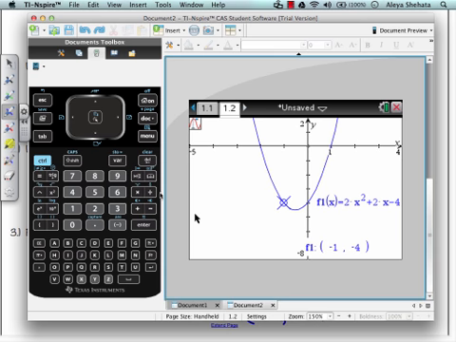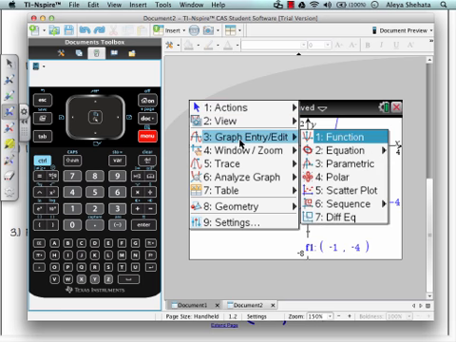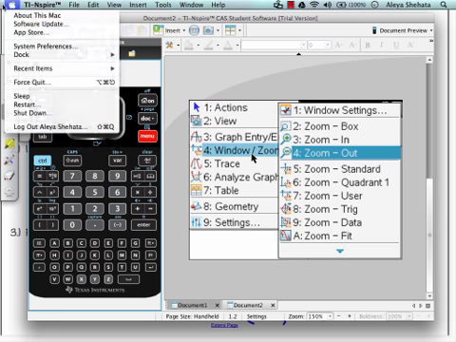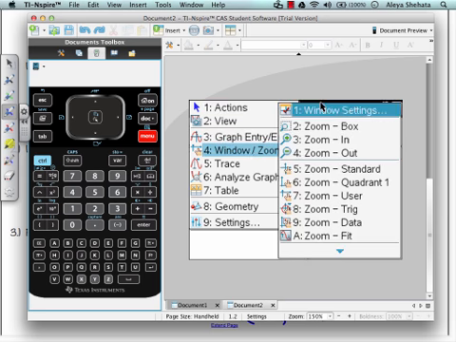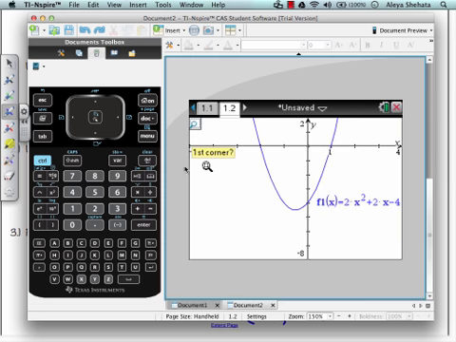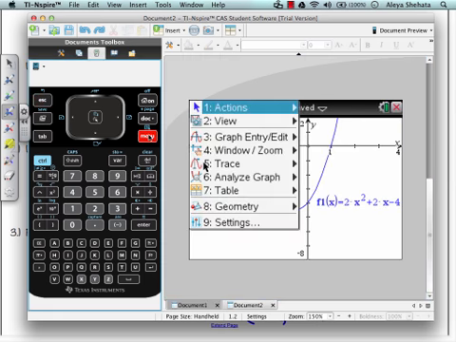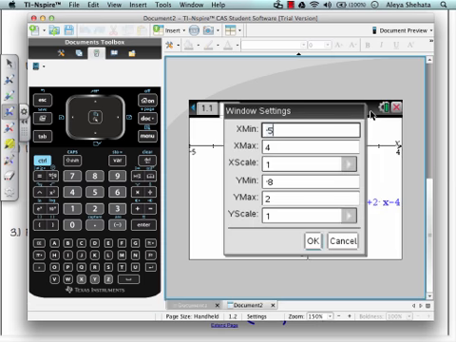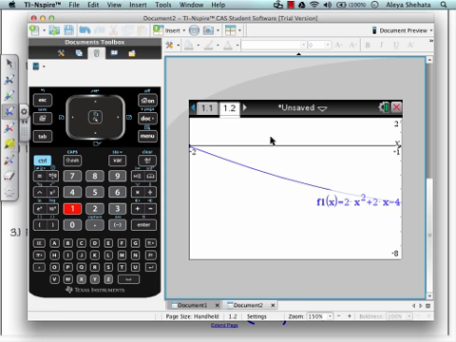Now if you look at it, my rate of change, I'm going to just zoom in on it so you can see it a little bit better. So I'm going to go to Window Zoom, and then Window Settings, and I just want to look at it from negative 2 to negative 1 because that's what the interval says. So I want to know how much it's changing by from here all the way to here, and it will be decreasing. The rate of change will be negative because it's decreasing.